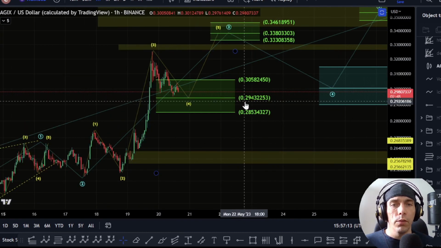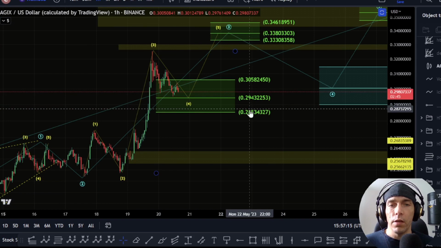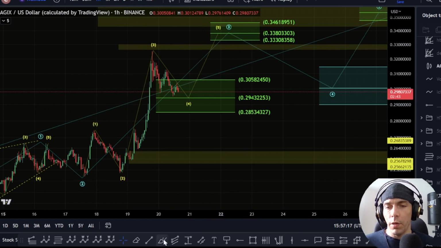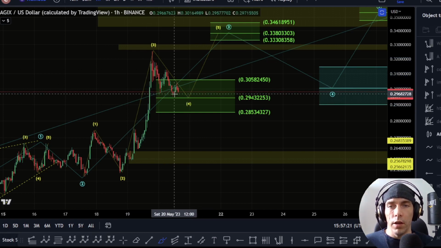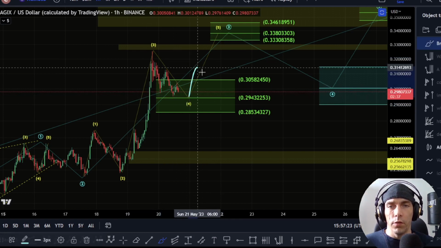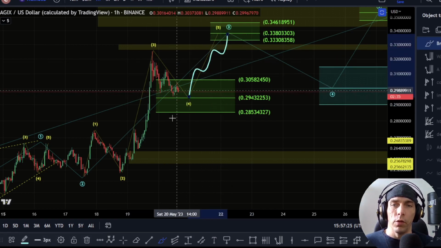The typical fourth wave zone we look for is between this 3058 to this 2853, so I'm going to be keeping an eye on this. If we just see a three wave structure down here, which we currently do have, what I'll be looking out for is the potential of a reversal to the upside for this fifth wave.